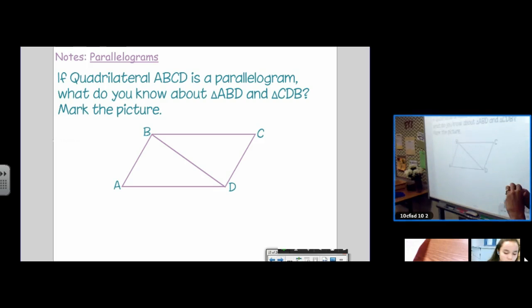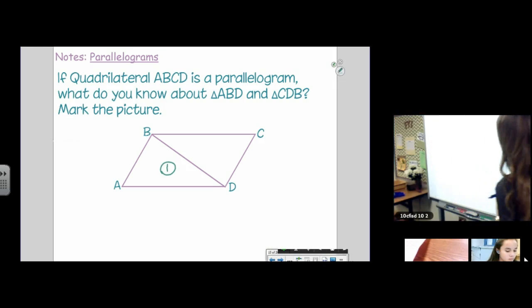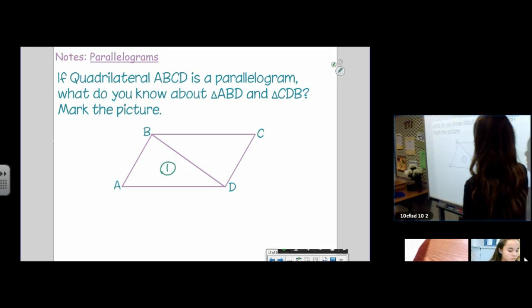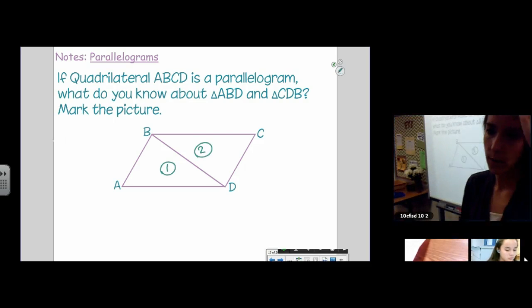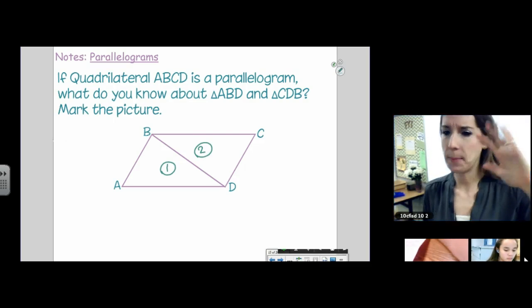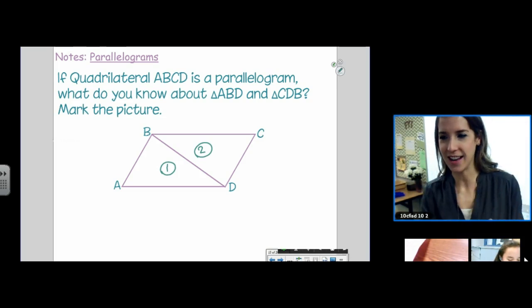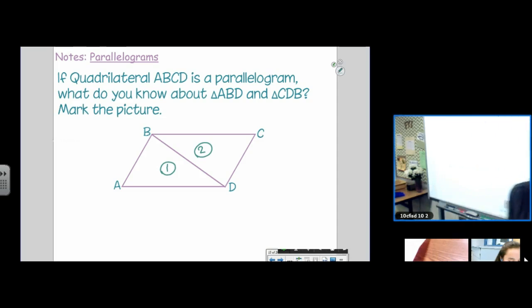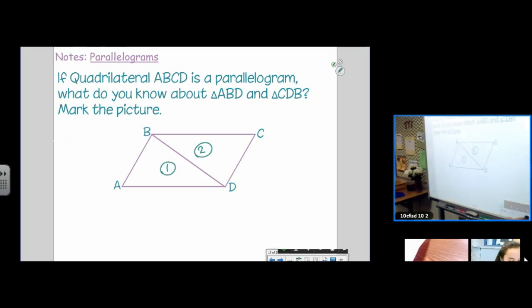If quadrilateral ABCD is a parallelogram, what do you know about triangle ABD? So I'm just going to call it triangle 1, this triangle right here, and CDB. Mark the picture. All right, let's look at our properties. Opposite sides are parallel. Okay, guys, you're giving away the punchline. Yes, they're congruent, but we have to show they're congruent. We can't just be like, yeah, I think those are congruent. We have to show it.